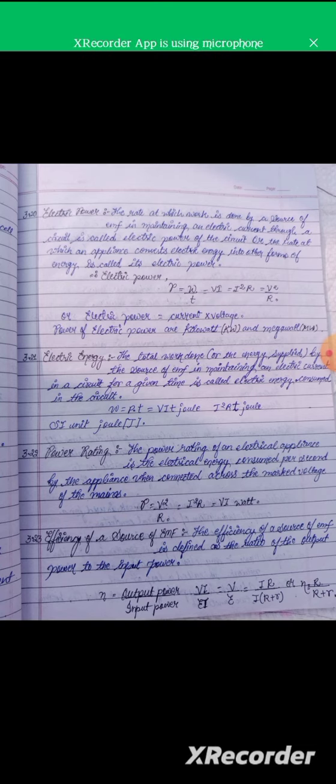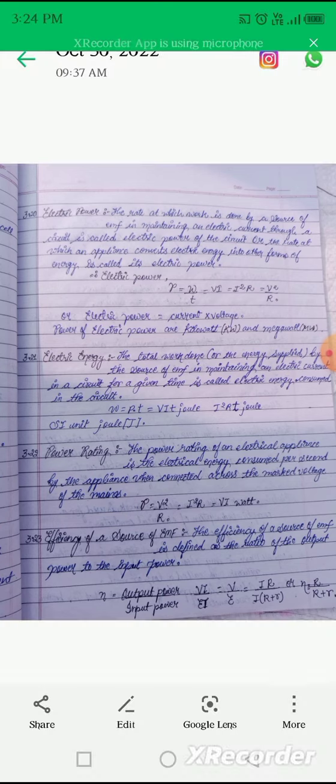Topic 3.21, Electric energy. The total work done or the energy supplied by the source of EMF in maintaining an electric current in the circuit for a given time is called electric energy consumed in a circuit. W equals P into t, equals VIt joule, I square Rt joule. SI unit is joule.